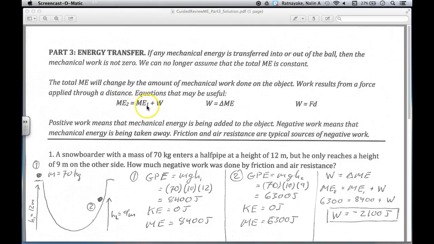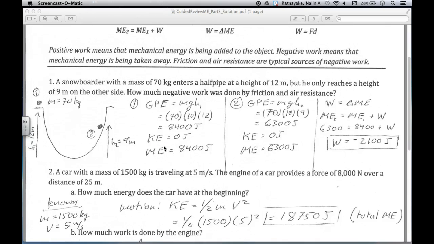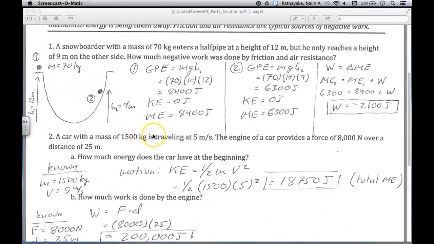We say if ME1 is some starting mechanical energy, if the object has some amount of it, and we do work on it, what we end up with is a new mechanical energy, which I've labeled here mechanical energy 2. So here's where we start. We do work on it. So whatever work is adding on to our mechanical energy, if work is negative and we're taking mechanical energy away, then this would be a negative number. Adding a negative number means that ME2 would be less than ME1, which makes sense because our mechanical energy is going to decrease. So let's take a look at some of the solutions to part 3.